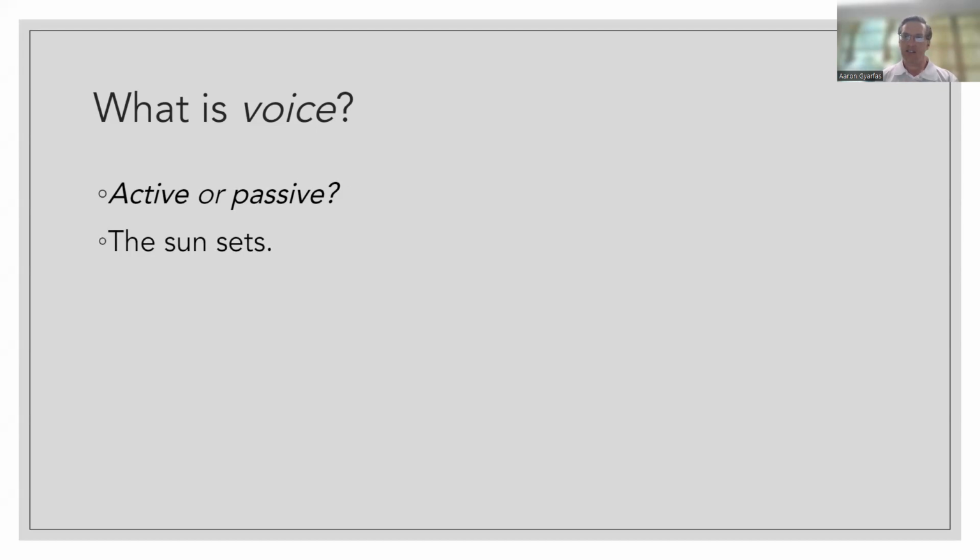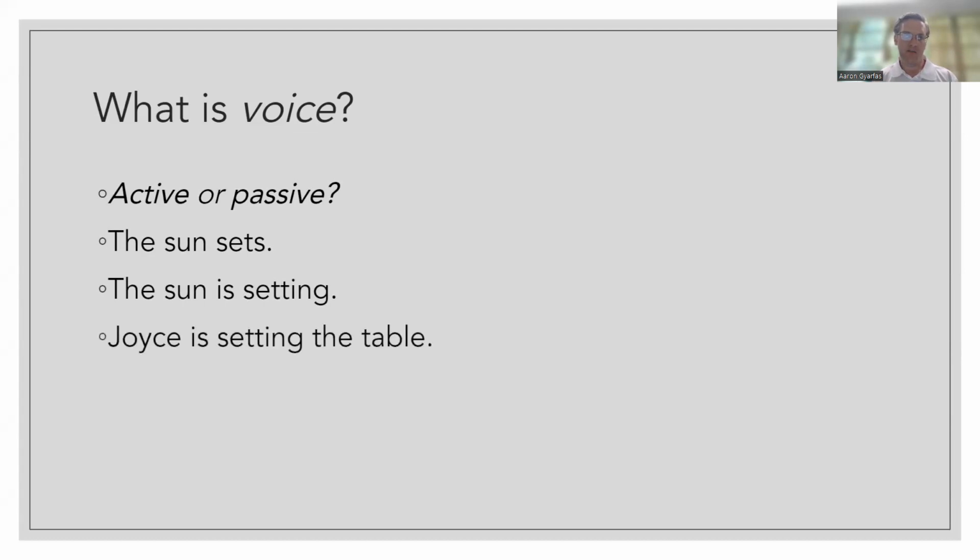Okay, if I have a sentence, the sun sets, a nice intransitive verb, versus the sun is setting, still intransitive. Joyce is setting the table. Now I've got a direct object and I've got a transitive setting. If I have a transitive verb, I've got a subject and an object, right? And in an active sentence, the subject is doing the verb, the object is being acted on by the verb. So we have subject, verb, object, word order, everything's fine.